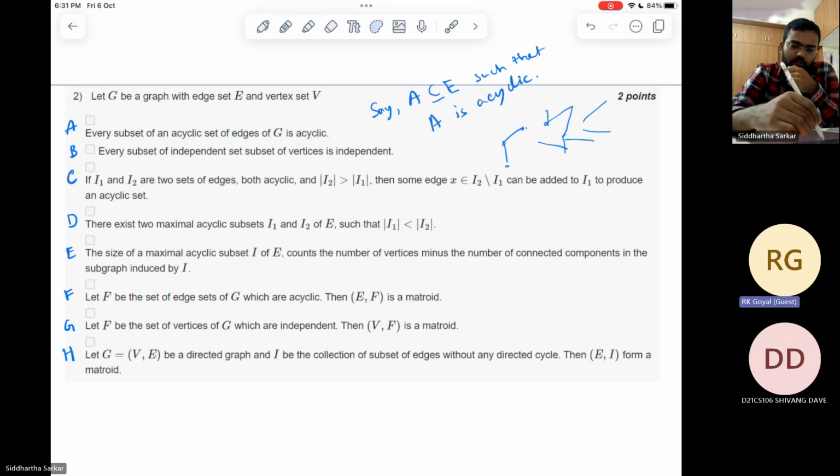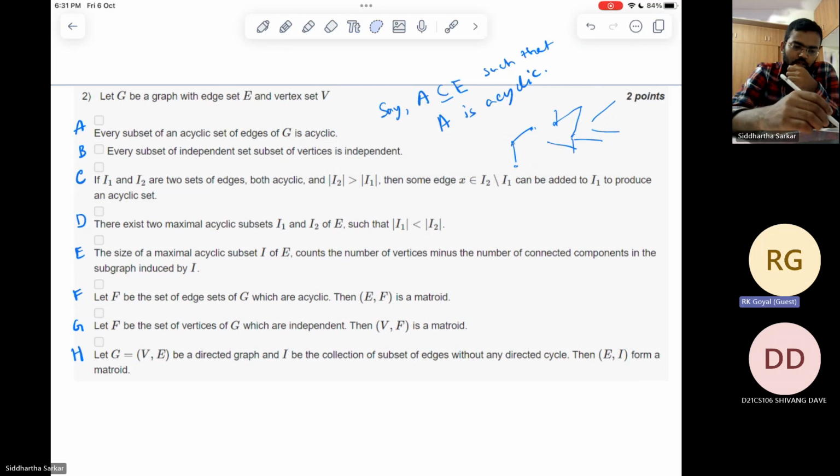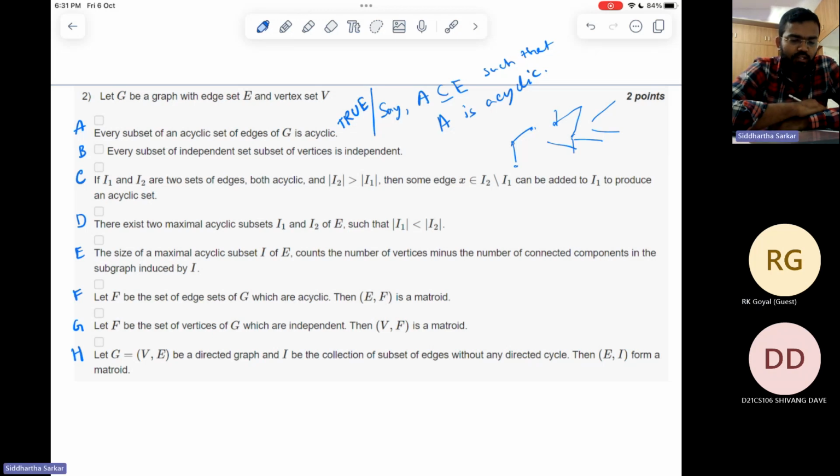Yes. And regarding the second option, every subset of an independent set of vertices is independent. An independent set comprises all the vertices such that none of the vertices is connected to any other vertex in that set. So since none of the vertices is connected to any other vertex in that set, if I take a subset of the vertices, clearly the connectivity is already not there. So the subset would also be independent. So therefore, this is also true. That is correct. Let me mark it true.